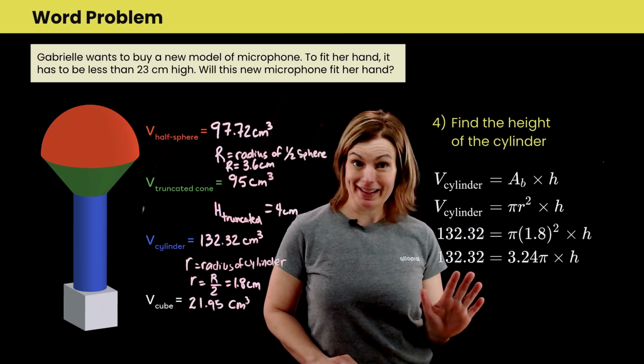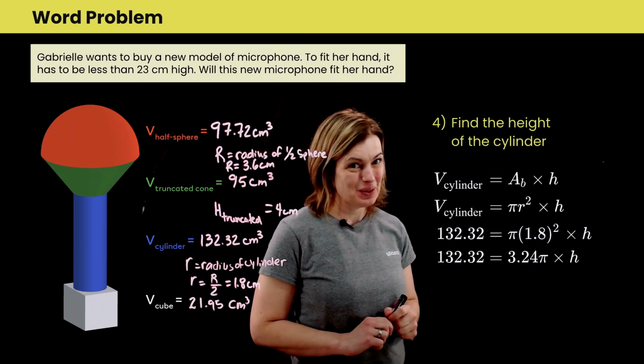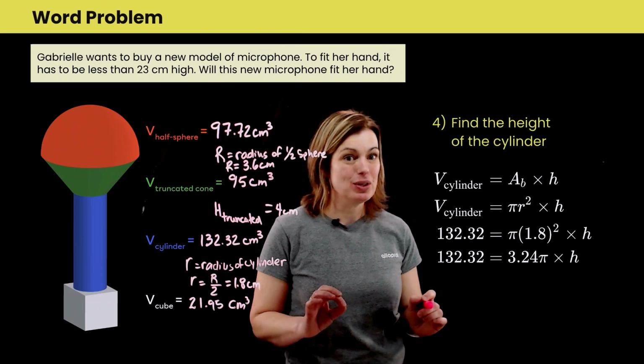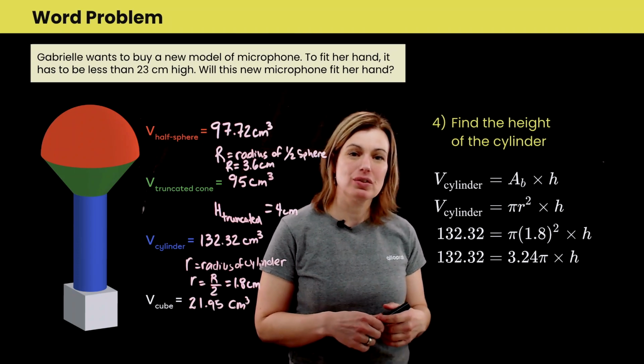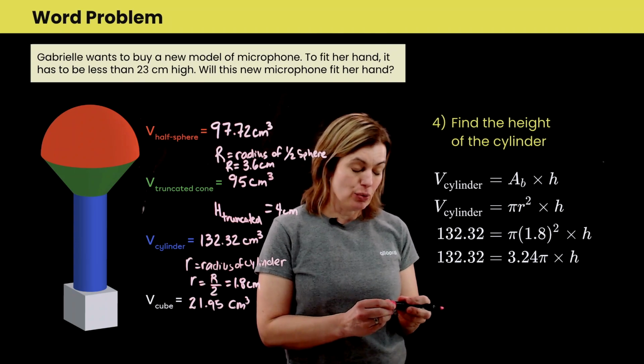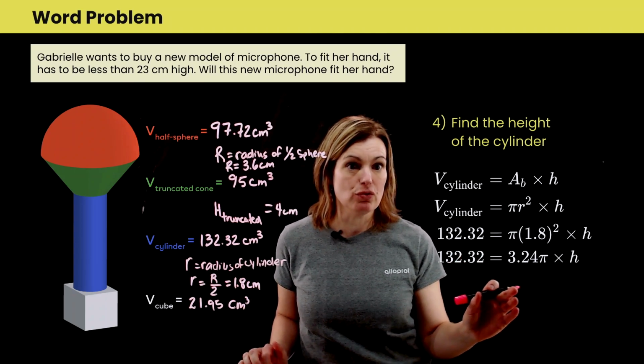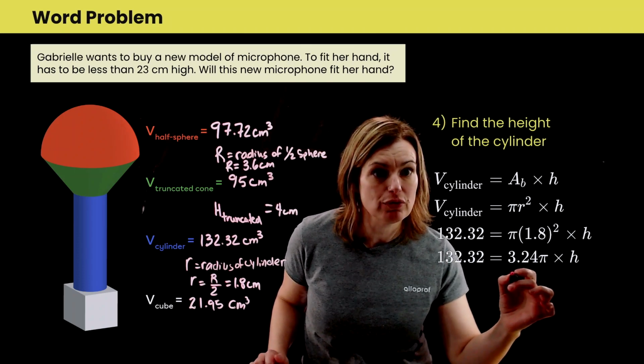So I do what math I can. I do my calculations here, and I end up with 132.332 is equal to 3.24 pi times h. So of course we still have that h in there. That's the variable we're trying to isolate. And in order to isolate that, we're going to have to divide both sides by 3.24 pi.